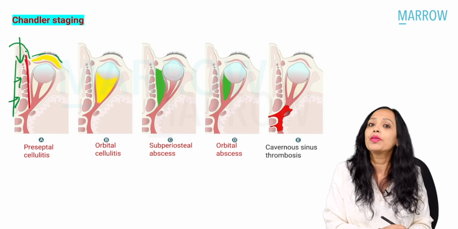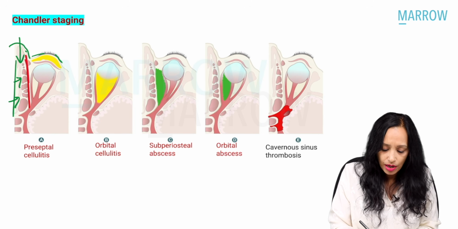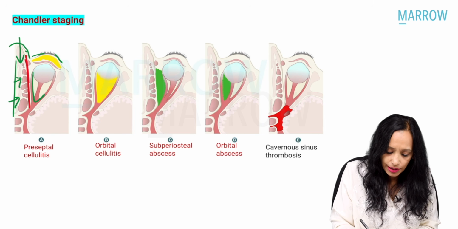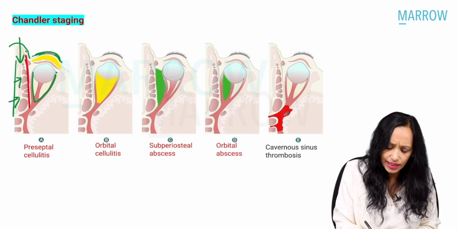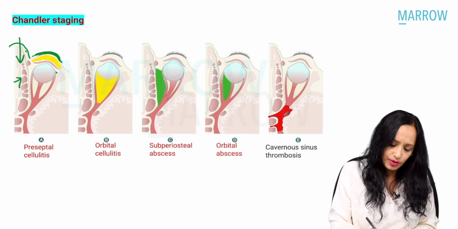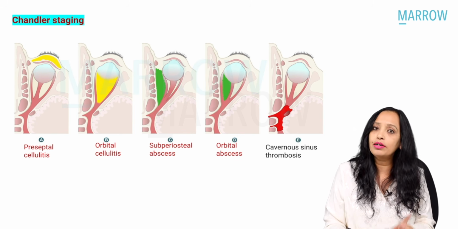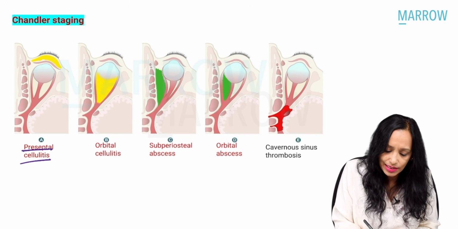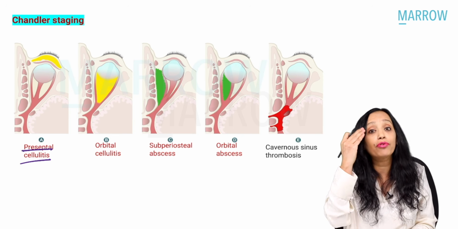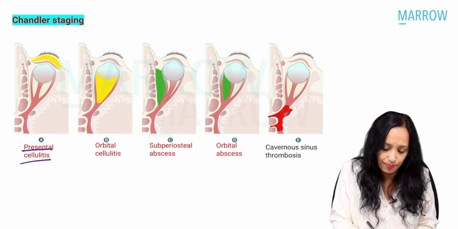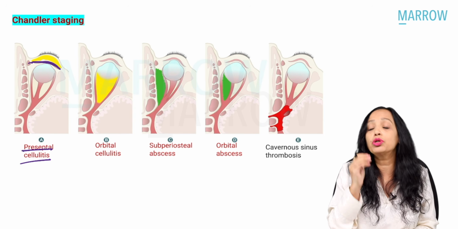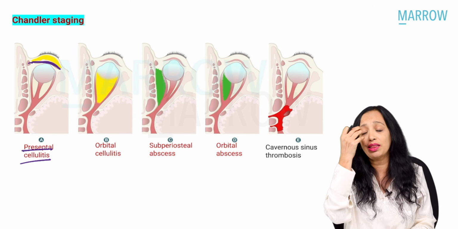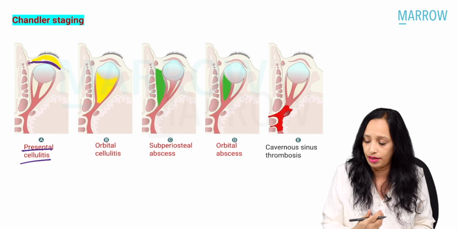Can you tell me the name? Yes, that's the lamina papyracea. This here is the cone of the orbit. These are the eyelids that we are seeing. Okay. So now with that much, let us see what is happening here. The first is what is known as preseptal cellulitis. Here the cellulitis is just in front of, anterior to the orbital septum. So here this will present just with eyelid edema and erythema.